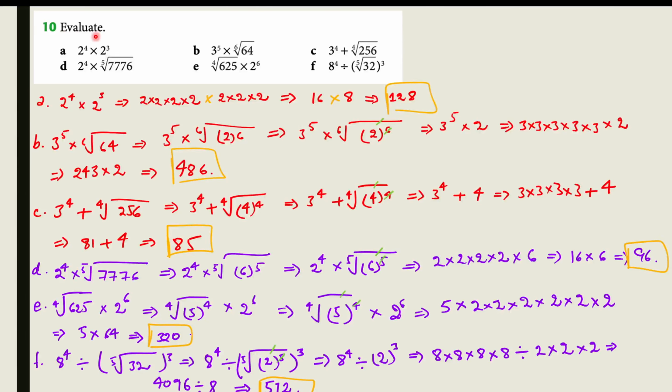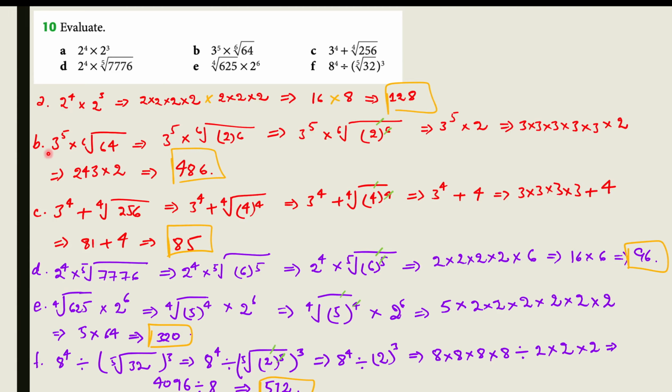So 2 raised to the power 4 means 2 multiplied by 2 multiplied by 2 multiplied by 2, and 2 raised to the power of 3 is equal to 2 multiplied by 2 multiplied by 2. So we first multiply these with itself. This 2 with itself 4 times, we get 16. When 2 is multiplied with itself 3 times, we get 8. So 16 multiplied by 8, because between these two terms we have the multiplication sign. So 16 multiplied by 8 is equal to 128.